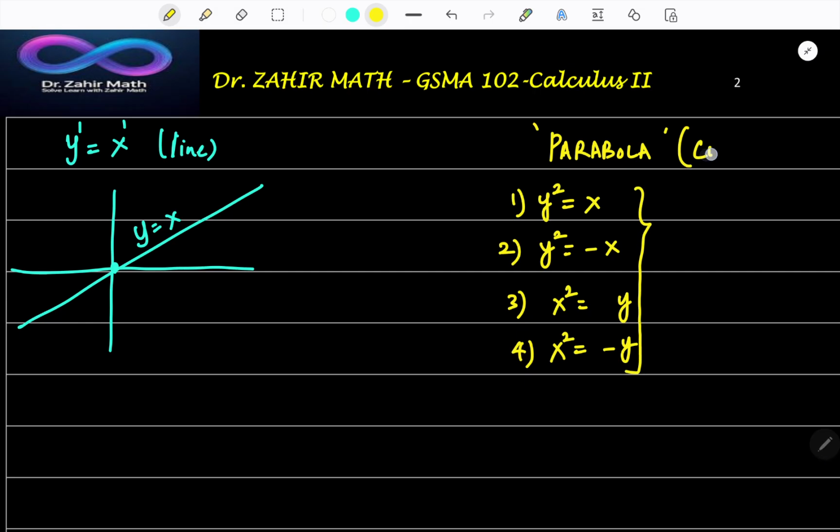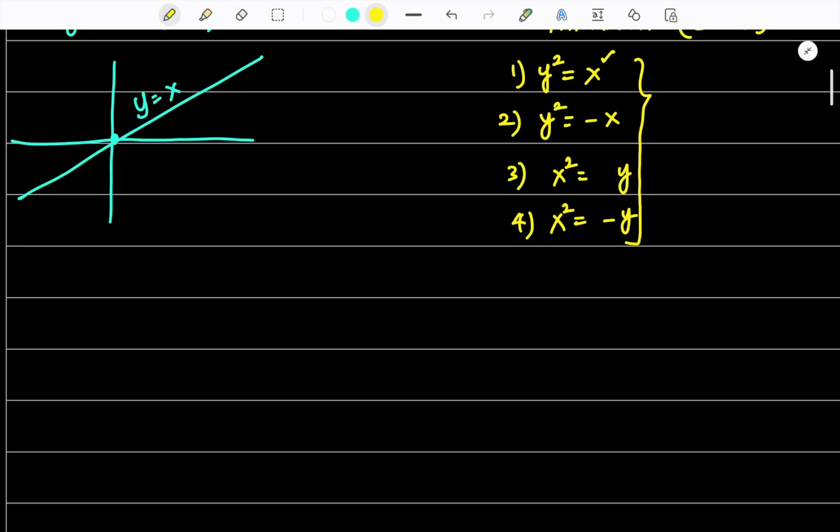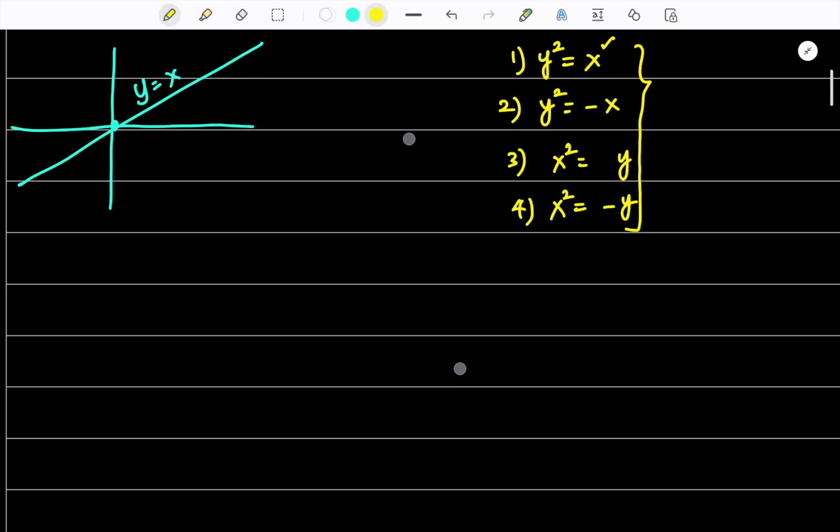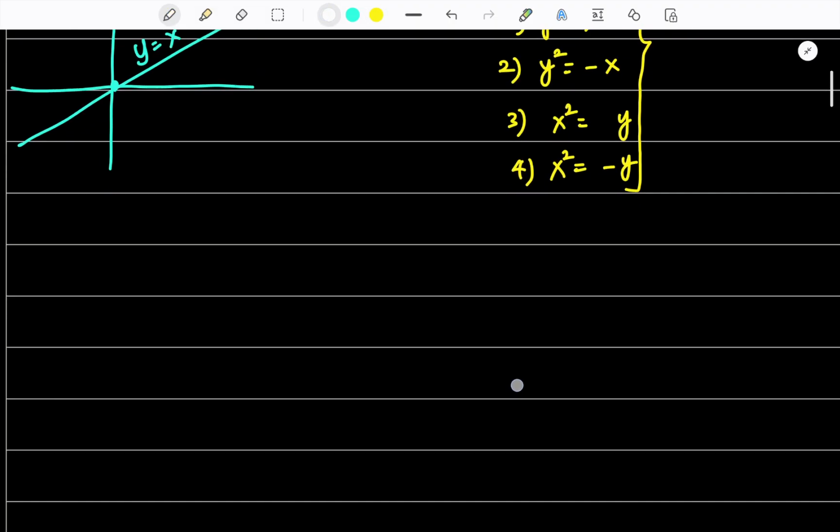A parabola is not a straight line, it's a curve. Why is it a curve? Look here, the power of x or y, any one should be more than 1. Here both powers are 1. If both the powers are 1, then it is called a line. If any one of the powers is more than 1, then automatically it is not a line, it is a curve. So we have 4 types of parabola.